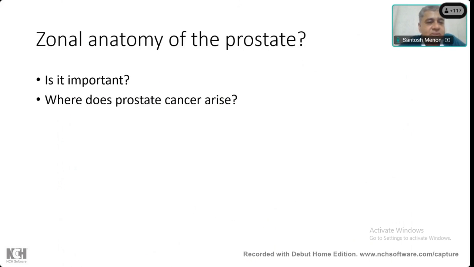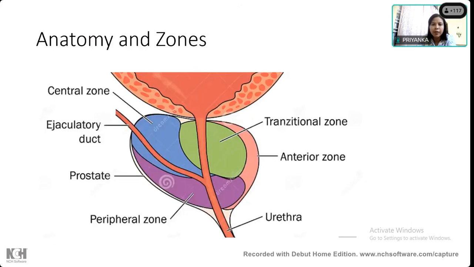Before we go on to the case proper, we will just discuss a couple of these things. Do you know of the zonal anatomy of the prostate? Yes, sir. 3 zones: transitional, central, peripheral. Okay. Priyanka, can you tell what are the zones of the prostate and where does the prostate cancer arise? So there are 3 zones: the central, the peripheral, and the transition zone. And in the peripheral zone, prostatic carcinomas are more common. It arises from the peripheral zone.